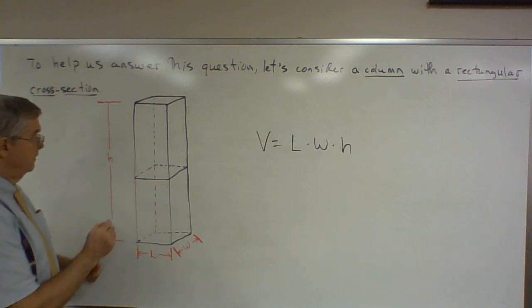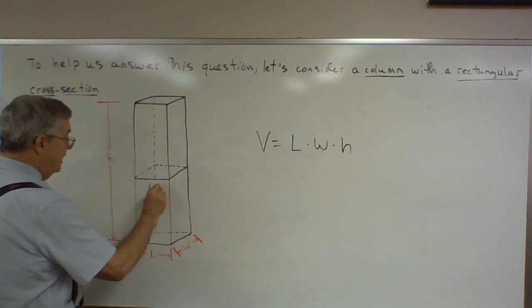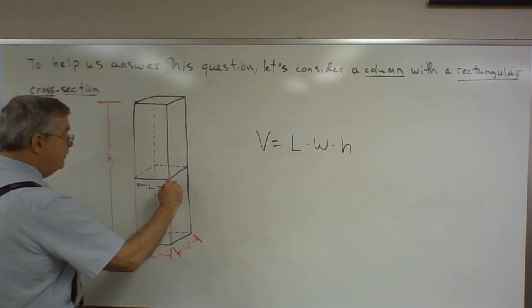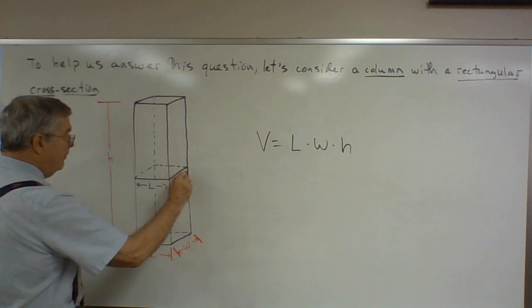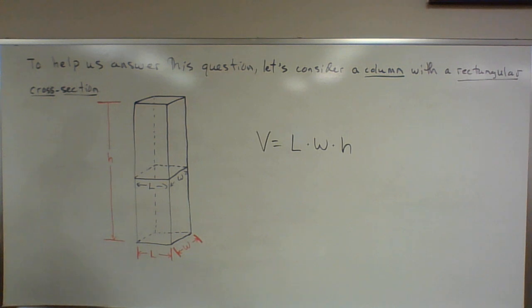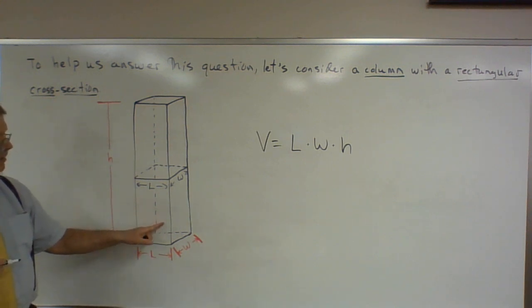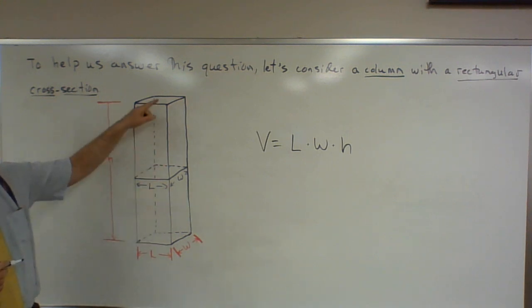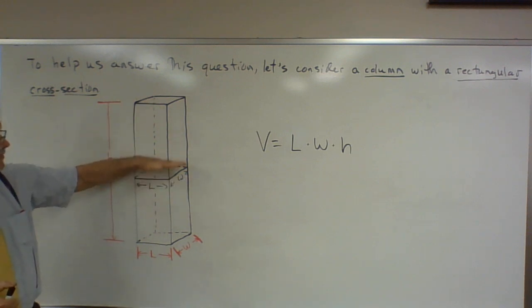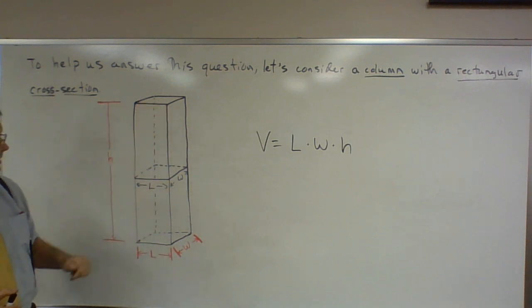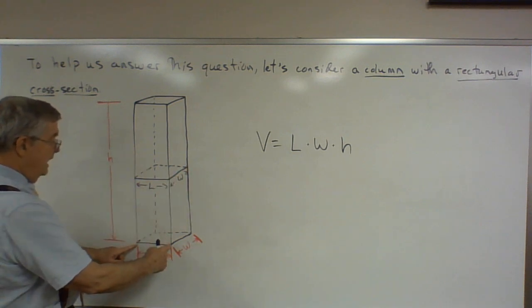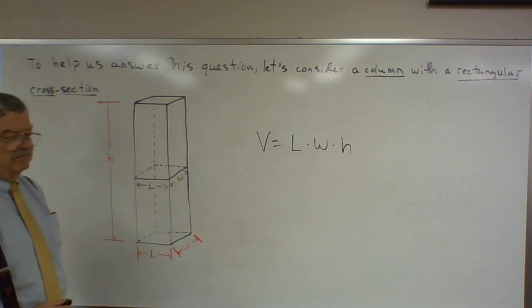what's this distance? Why, it's L, isn't it? And this distance right here, well, this is W, the width. This rectangular column has a constant cross section from top to bottom. If we cut parallel to the ground anywhere from bottom to top, we get a rectangle that's the same size and shape and area as the bottom.